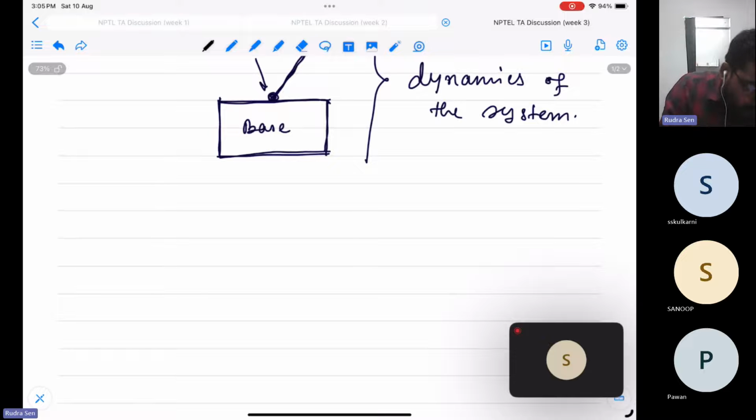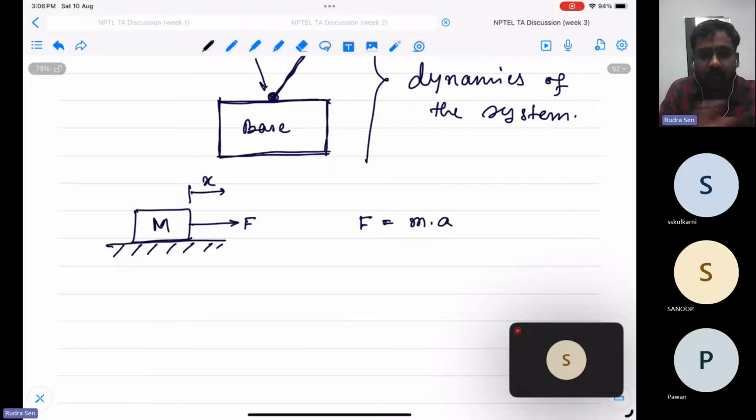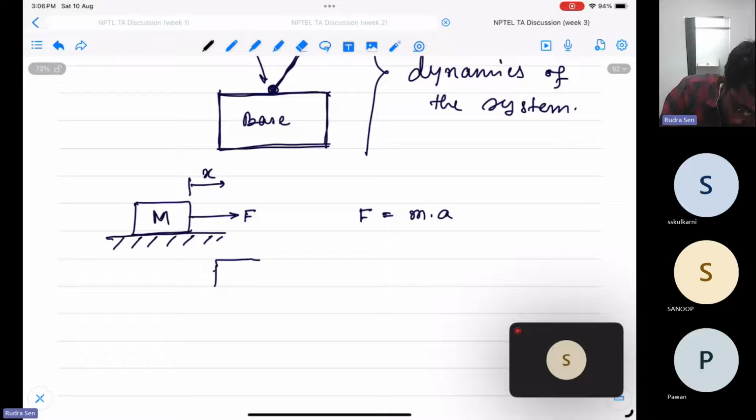Let's start with a very easy thing. We know that every mass exerts a force. If a force is applied to the mass and no spring or damper is attached to the system, then because of the inertia of the mass, the total force acting on the mass is F = m a, where a is the acceleration. The mass is displaced from this position to that position when I apply the force.